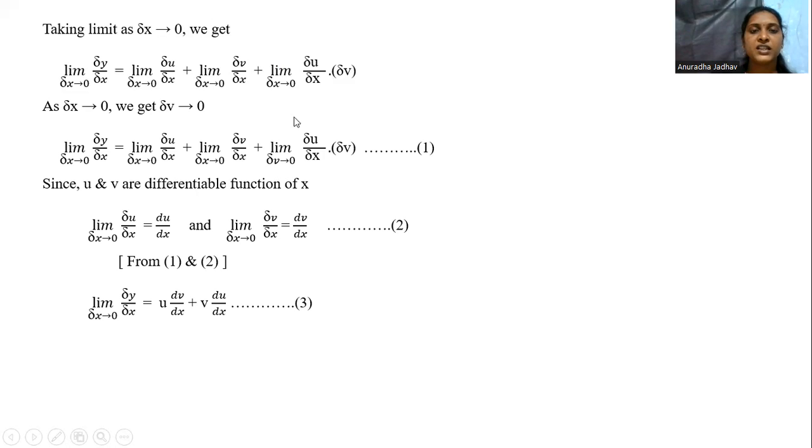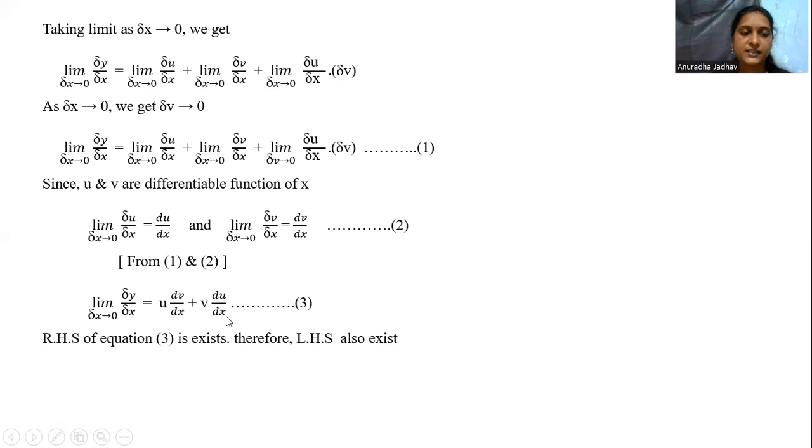If I apply delta v tends to 0 in this function, then 0 into that term is 0. Therefore the limit of that last term is 0. And it remains only two terms, that is u into dv upon dx plus v into du upon dx.